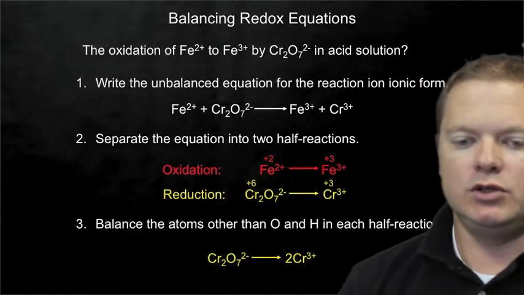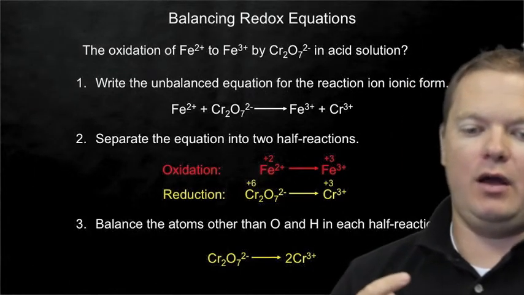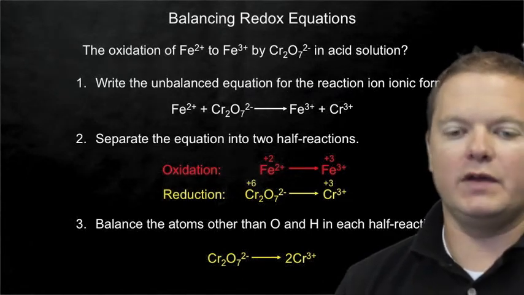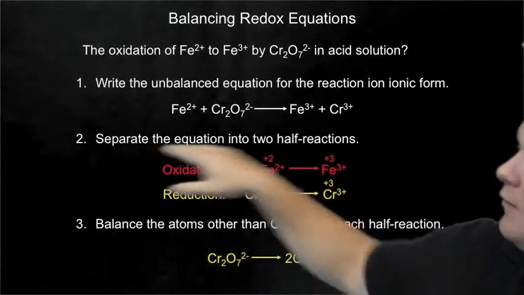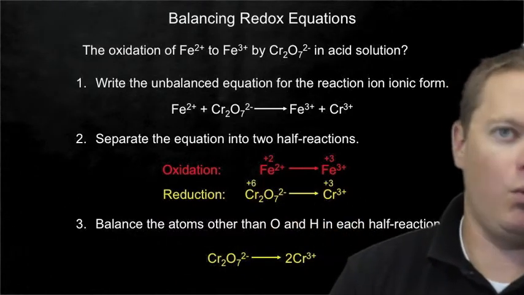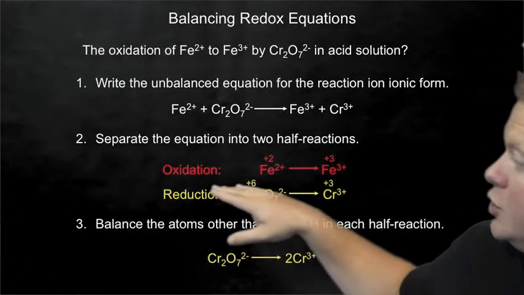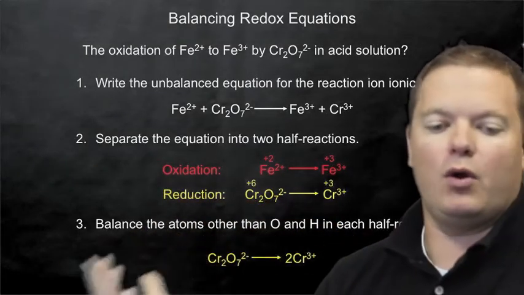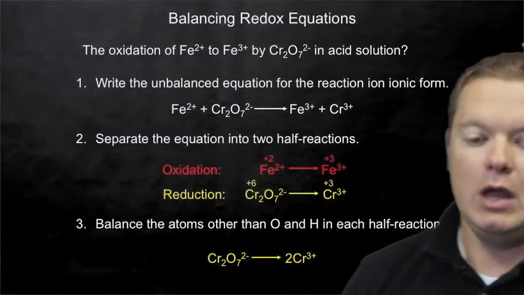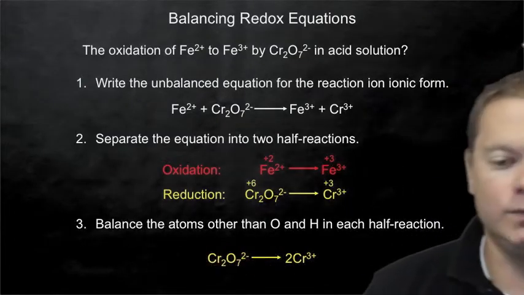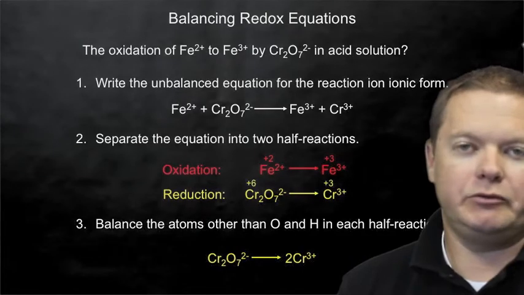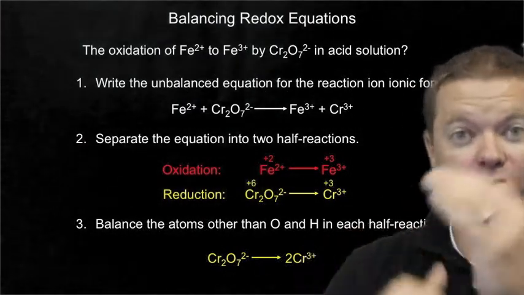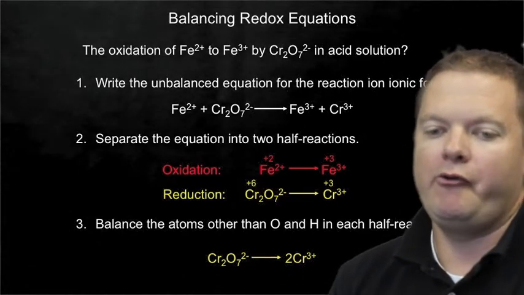Right? So the first thing we're going to do is balance those atoms other than hydrogen or oxygen. If we look at the oxidation half reaction, we have 1 iron and 1 iron. But if we look at the second one, the reduction, where we have this chromium, we start with 2 on the reactant side and we go to 1. So we have to take care of that first by changing the fact that now we have 2 chromium as the products. Right? So now those other elements should be balanced at this point. We're still treating them as the two half reactions.